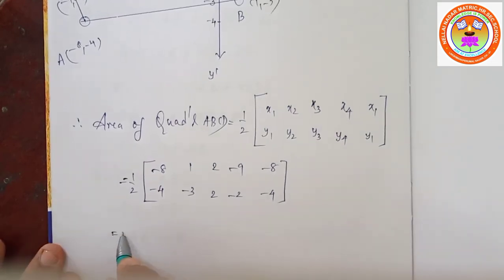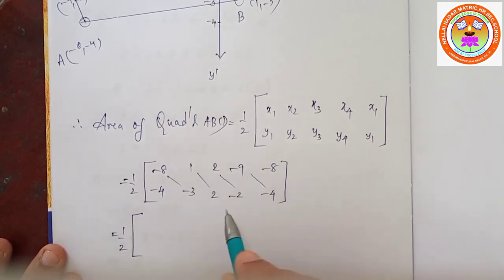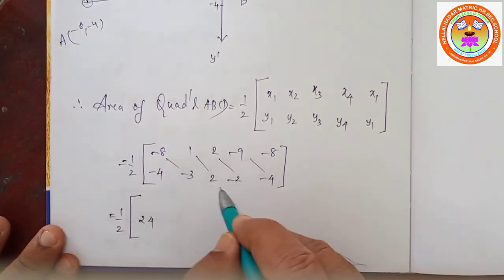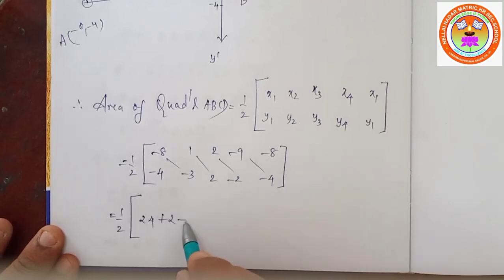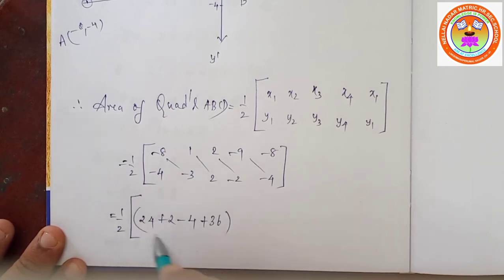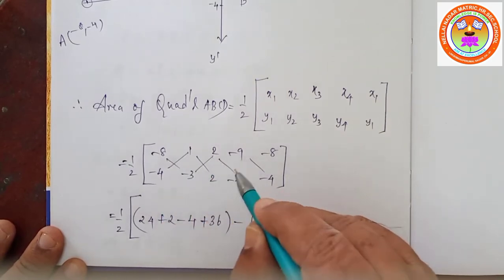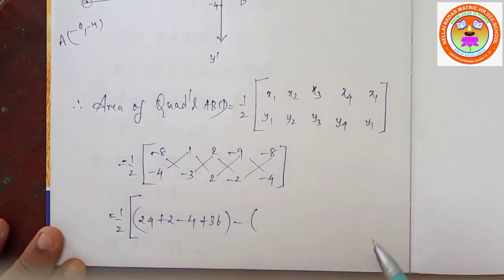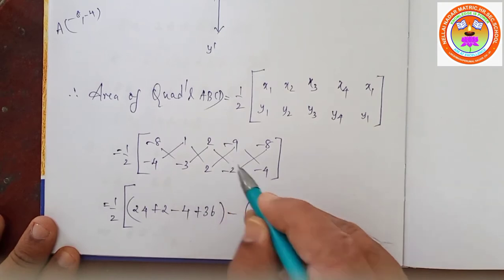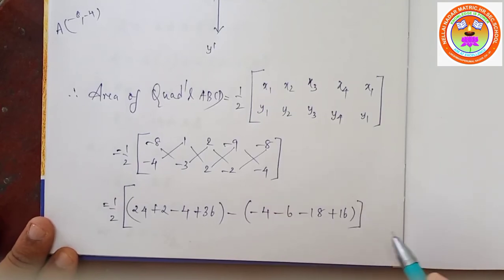That is equal to half into, multiply these two set of numbers: minus 8 into minus 3, 24. Then 1 into 2, plus 2. 2 into minus 2, minus 4. Minus 9 into minus 4, plus 36. Minus, then you have to multiply these two numbers: minus 4 and 1, minus 3 and 2, 2 and minus 9, minus 2 and minus 8. Minus 4 into 1, minus 4. Minus 3 into 2, minus 6. 2 into minus 9, minus 18. Minus 2 into minus 8, plus 16.